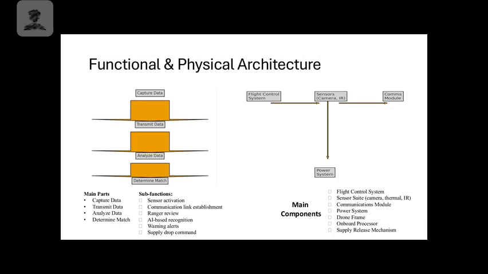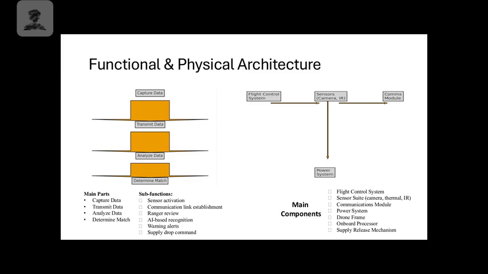Looking at the functional and physical architecture of this device, it has several main parts and aims to capture data, then transmit data, then analyze data, then determine a match, which can be seen in the diagram on the left. To the right, we see some of the main components of this system. The flight control system, the sensors including camera and infrared, as well as a communications module, and the power system itself.